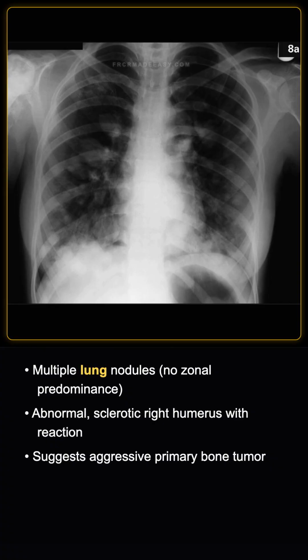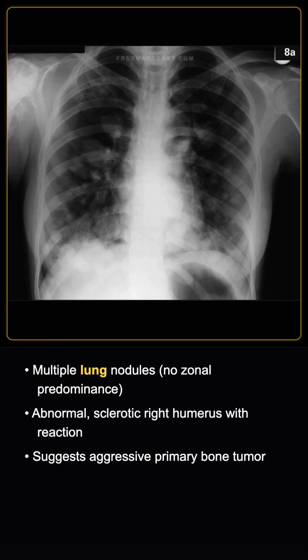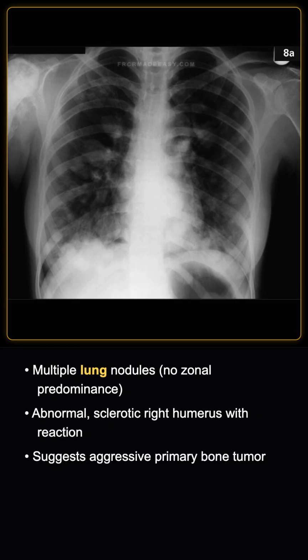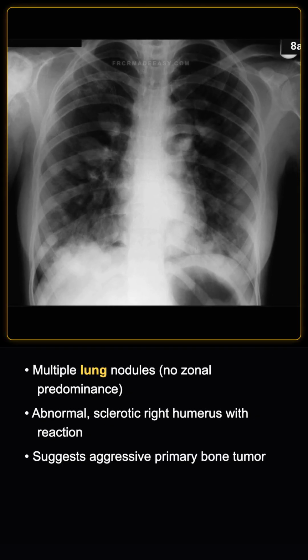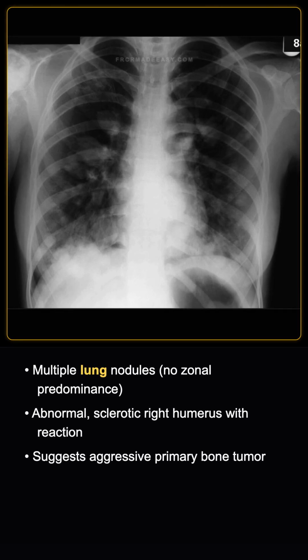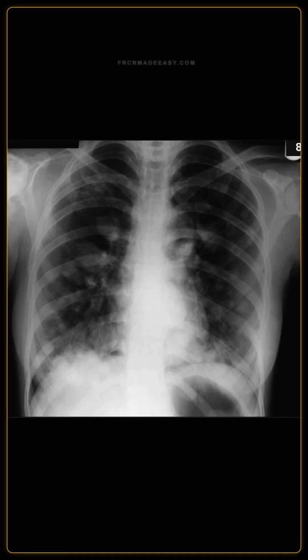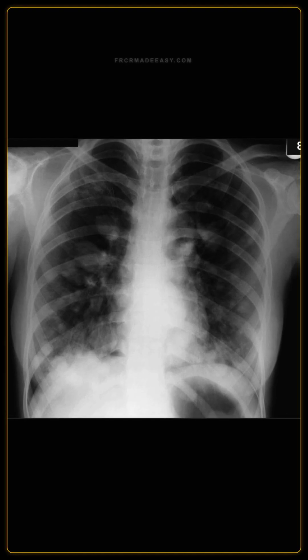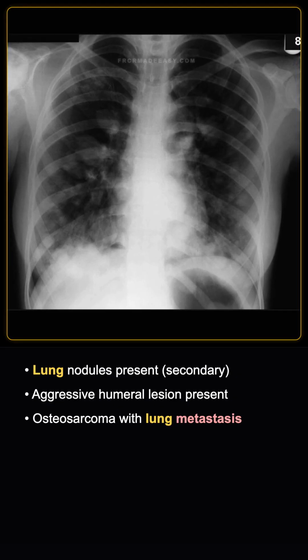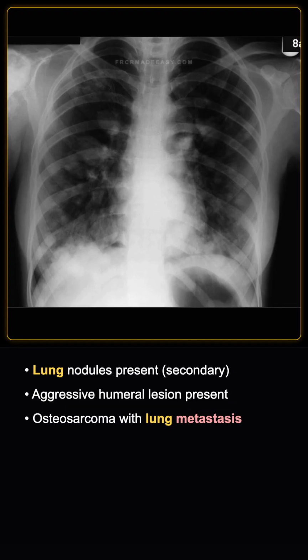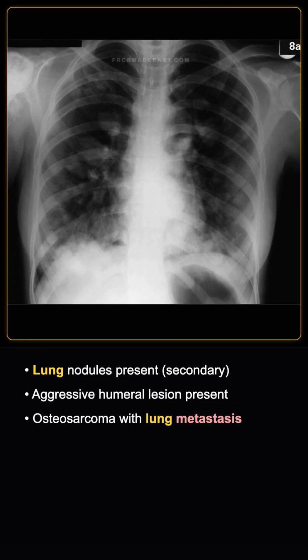Crucially, the right humerus visible on the edge of the film is abnormal, demonstrating mottled sclerotic density and an apparent periosteal reaction. This bone lesion suggests an aggressive primary bone tumor. Given these bone and pulmonary findings, what is your primary diagnosis? Given the combination of multiple lung nodules and an aggressive humeral lesion, the primary diagnosis is lung metastases secondary to an underlying osteosarcoma.